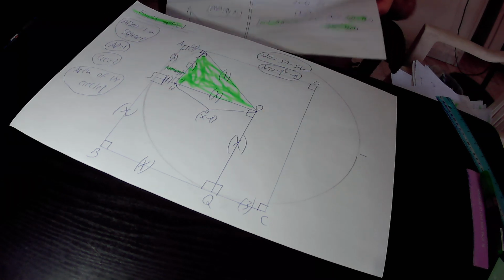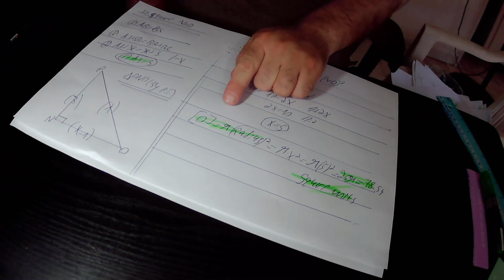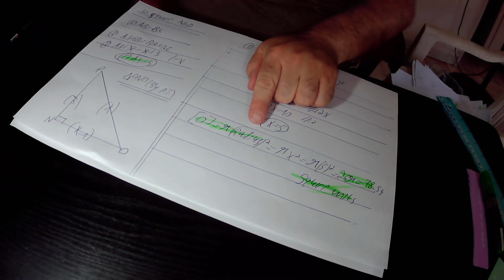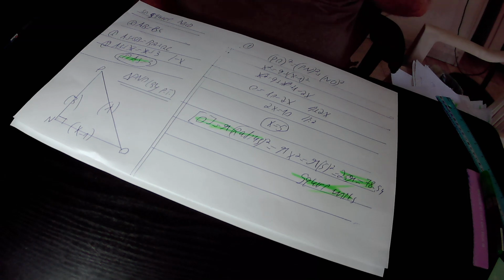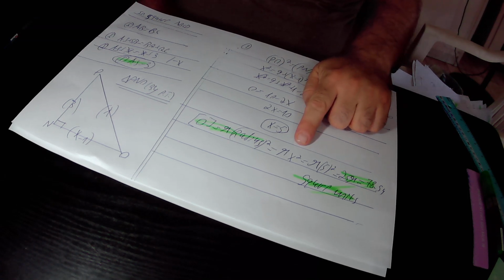Actually, the area of any circle equals pi times the radius of the circle squared, and therefore the area of our circle must be equal to pi times the radius of our circle squared. The radius of our circle is x, and therefore the radius squared is x squared. So in total the area of our circle must be equal to pi x squared.